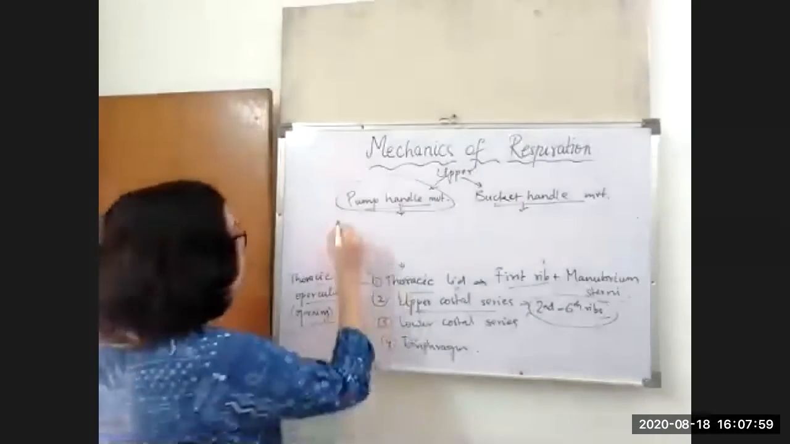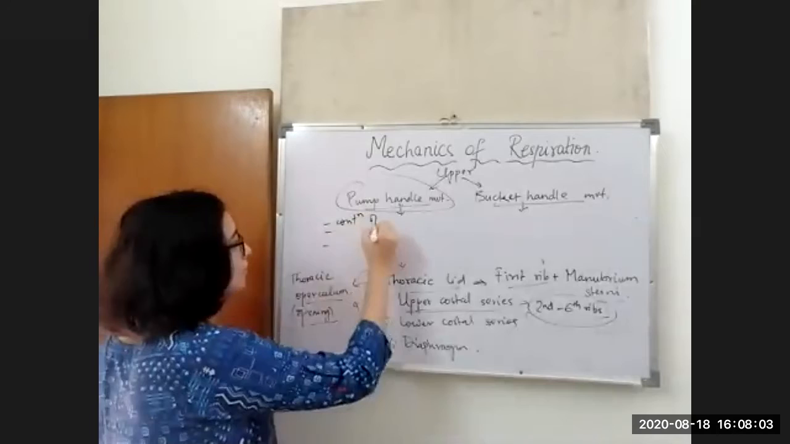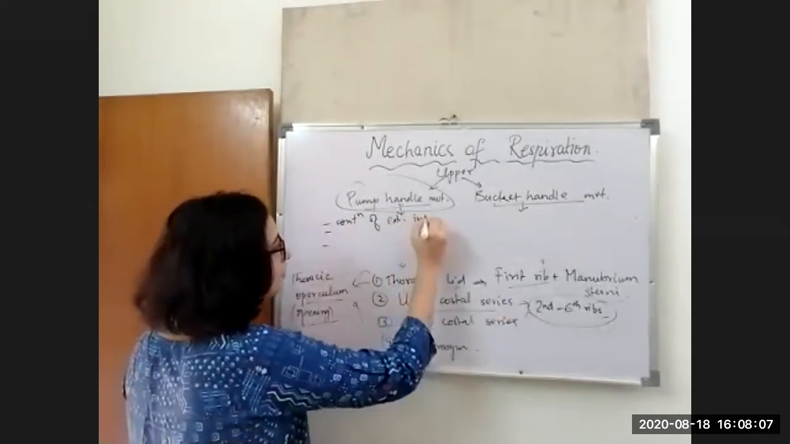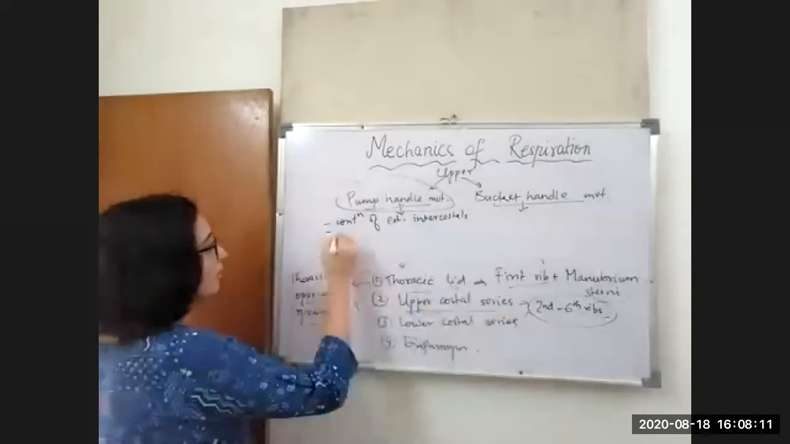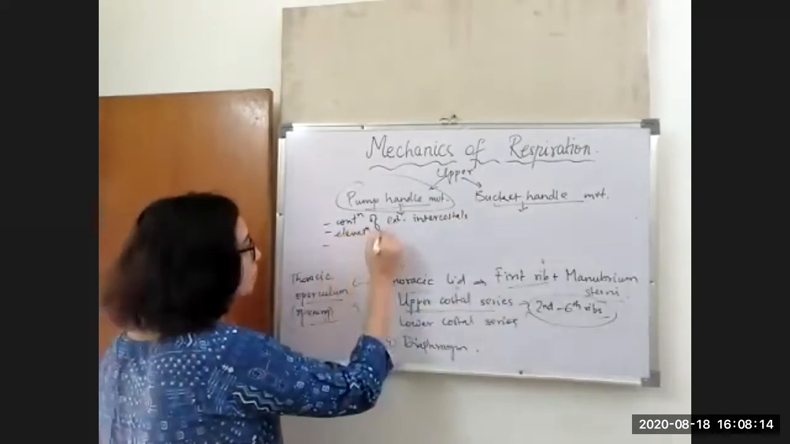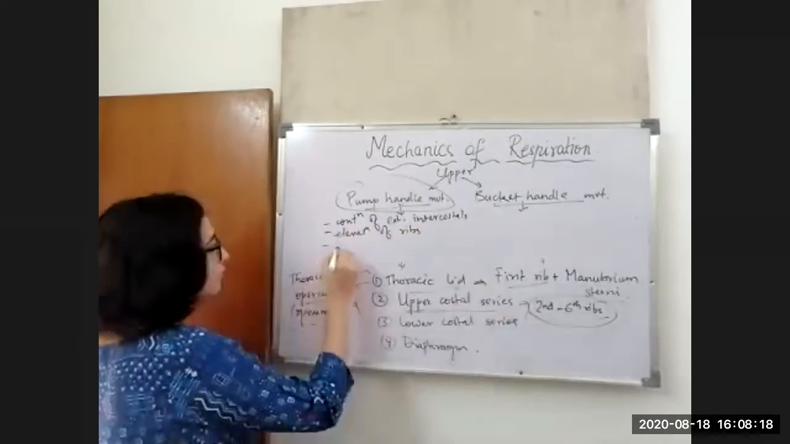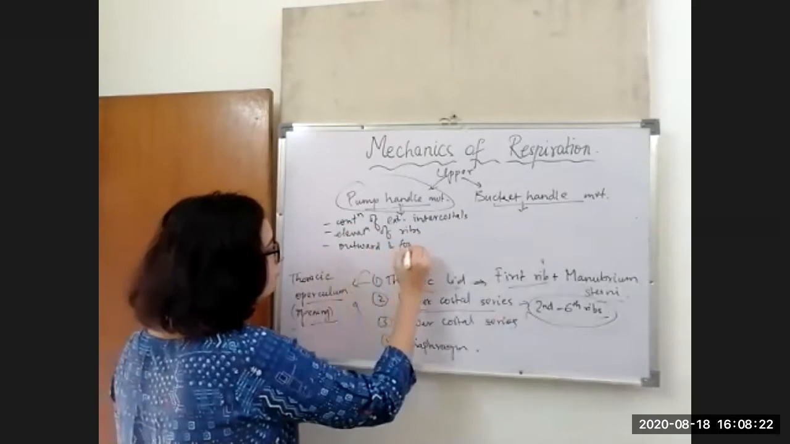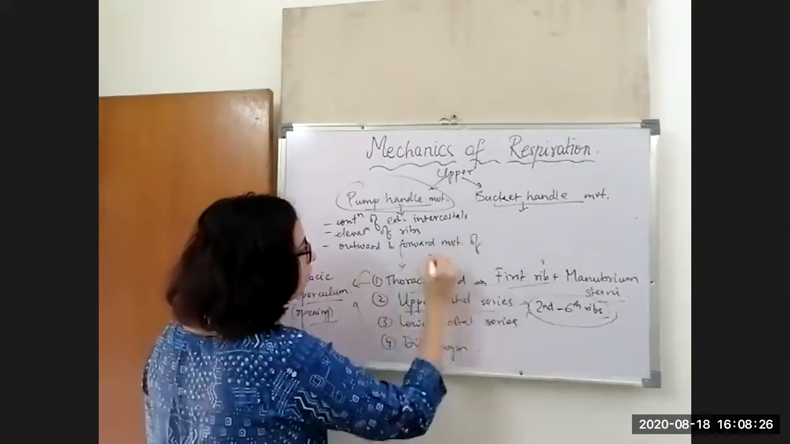Okay, so what are the things? Contraction of the external intercostal muscles. Second, elevation of these ribs. Third, there will be the outward and forward movement of the sternum.